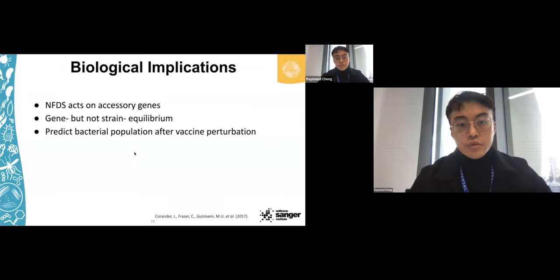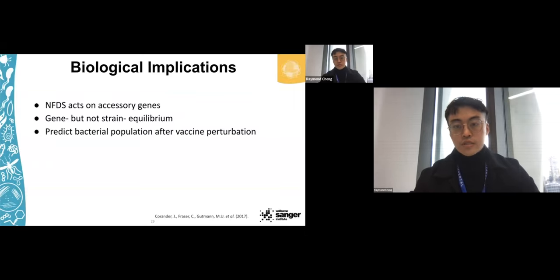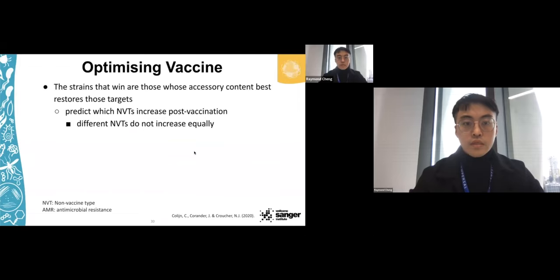And actually, we can use this multi-locus NFDS model to try to predict the bacterial population after vaccine perturbation. So here comes a very direct application. With the model we have now, we can try to predict the post-vaccine pneumococcal population. So we can try to optimize our vaccine formula.